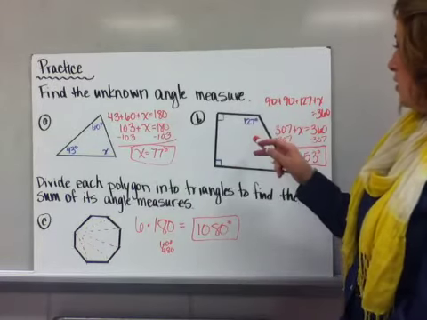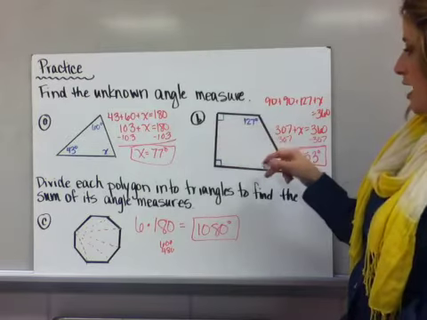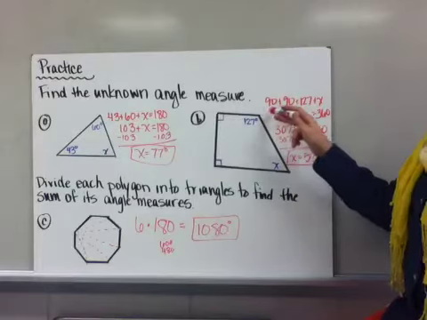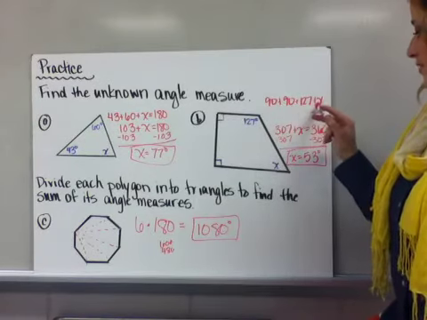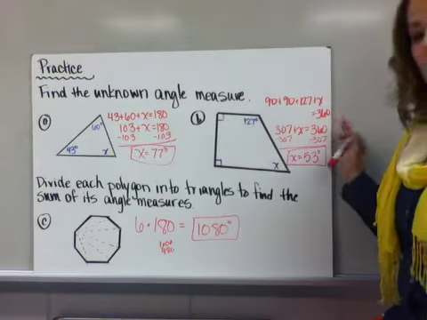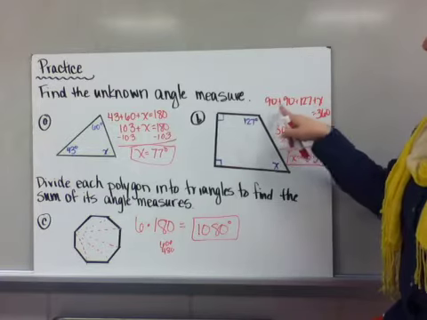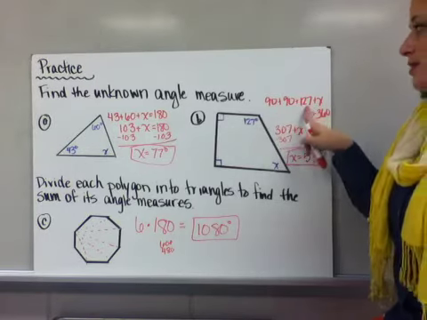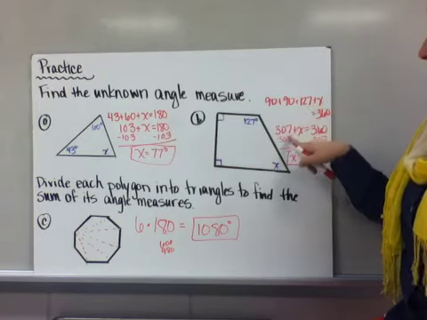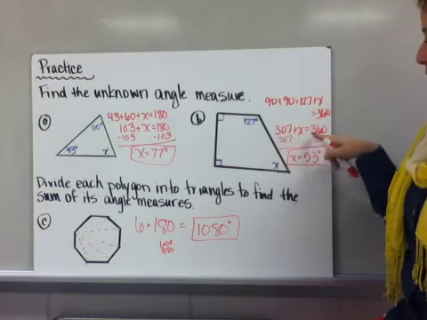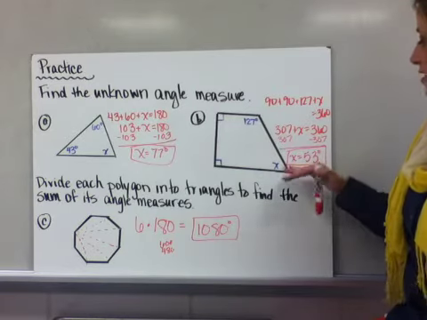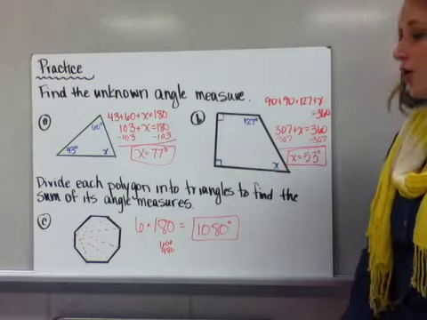Then come over here to B. I have a quadrilateral. The squares in the corner tell me that those are 90-degree angles. So 90 plus 90 plus 127 plus x equals 360. When you add 90 and 90, you get 180. So in my head, I said, well, 180 plus 127 is 307. So 307 plus x equals 360. Subtract 307 on both sides, and you get x equals 53 degrees.